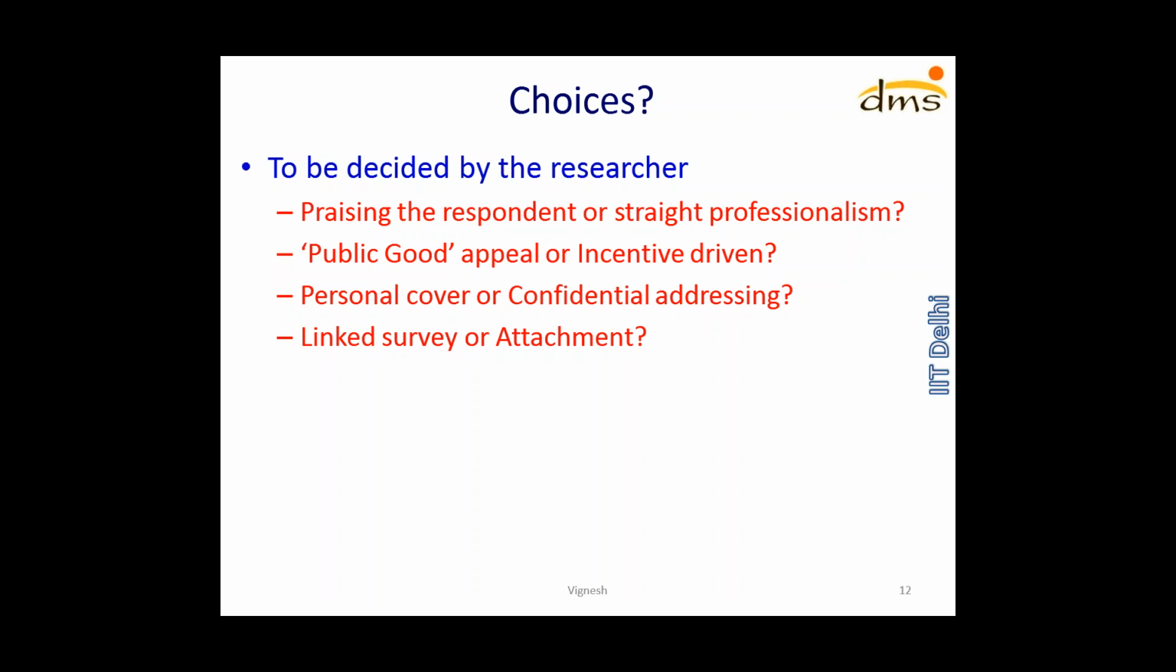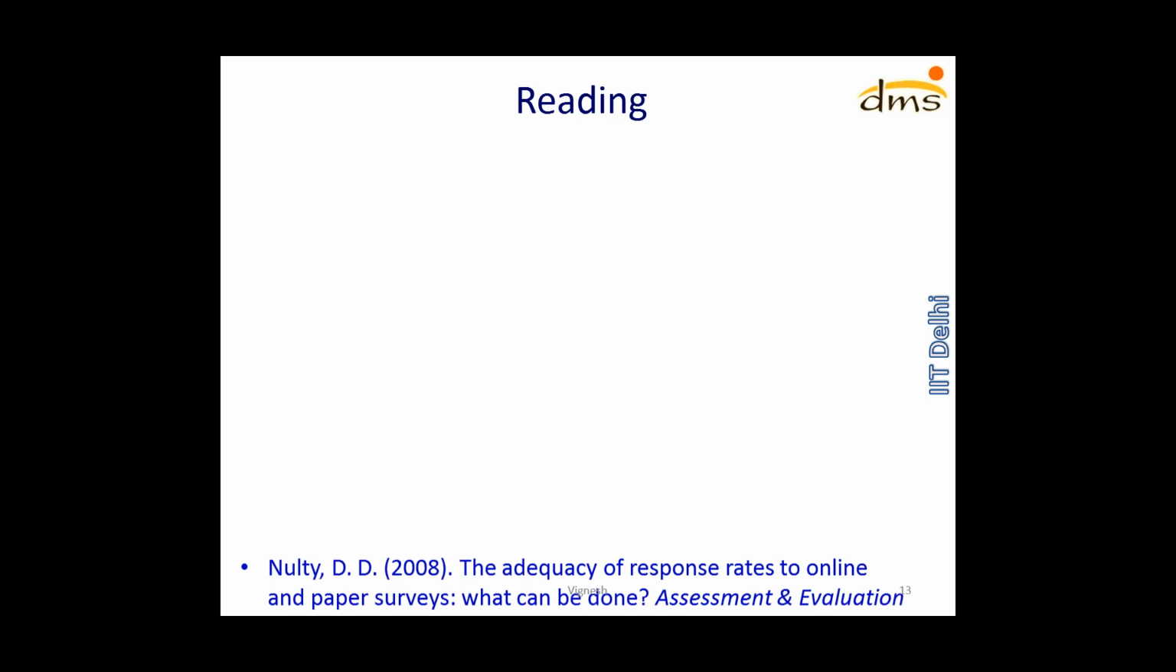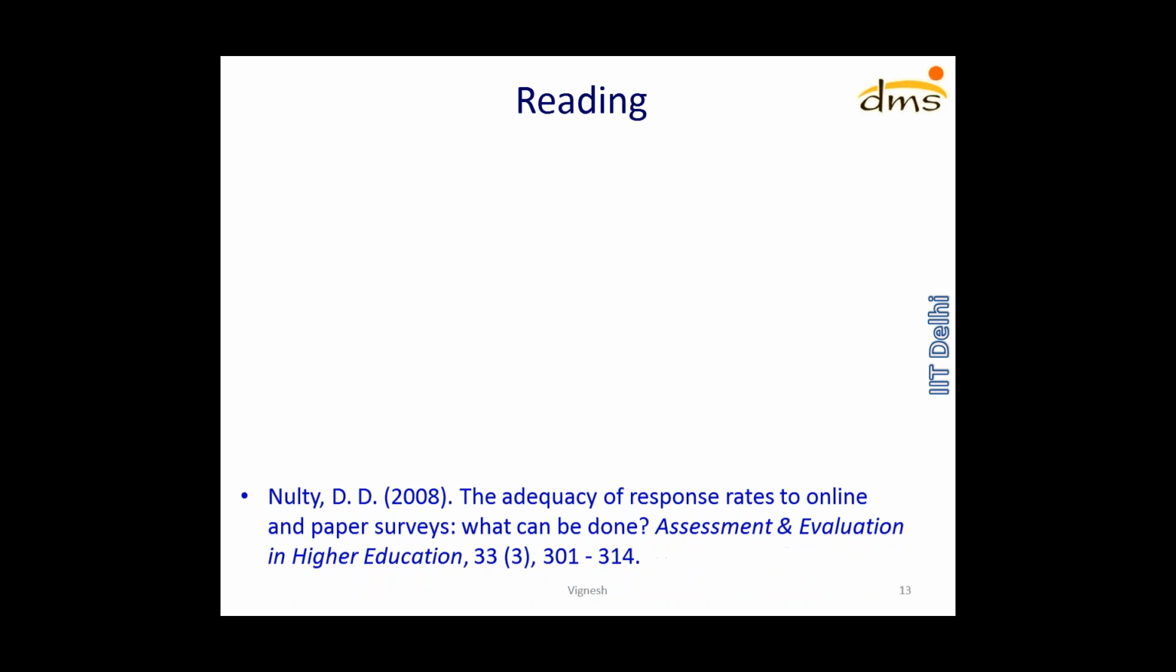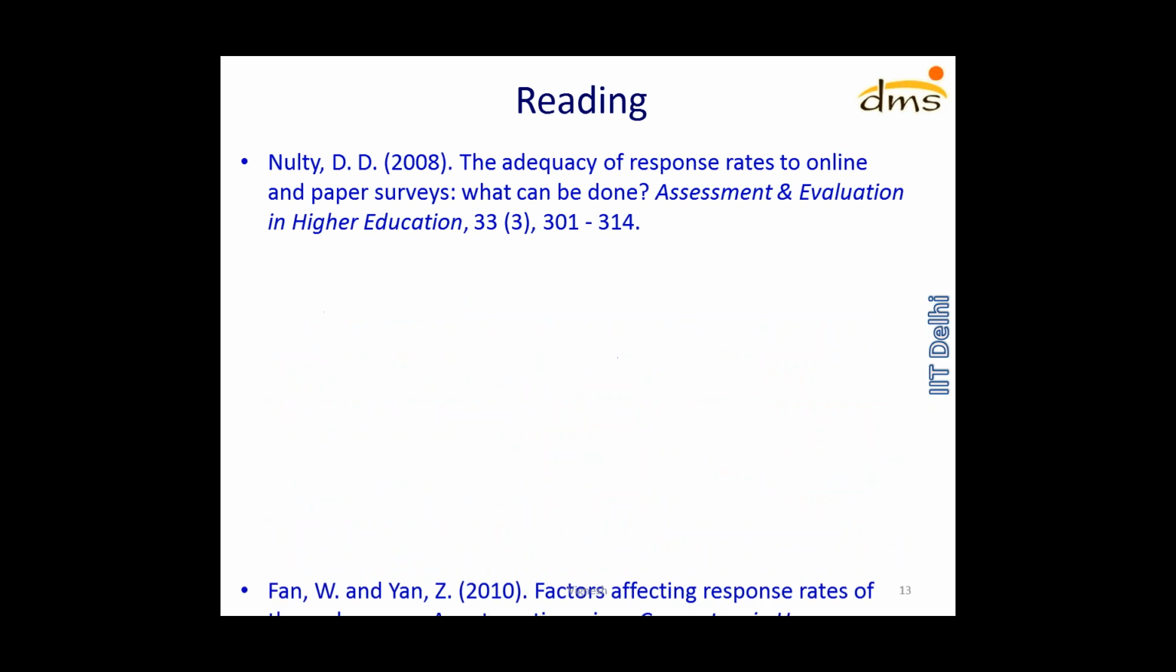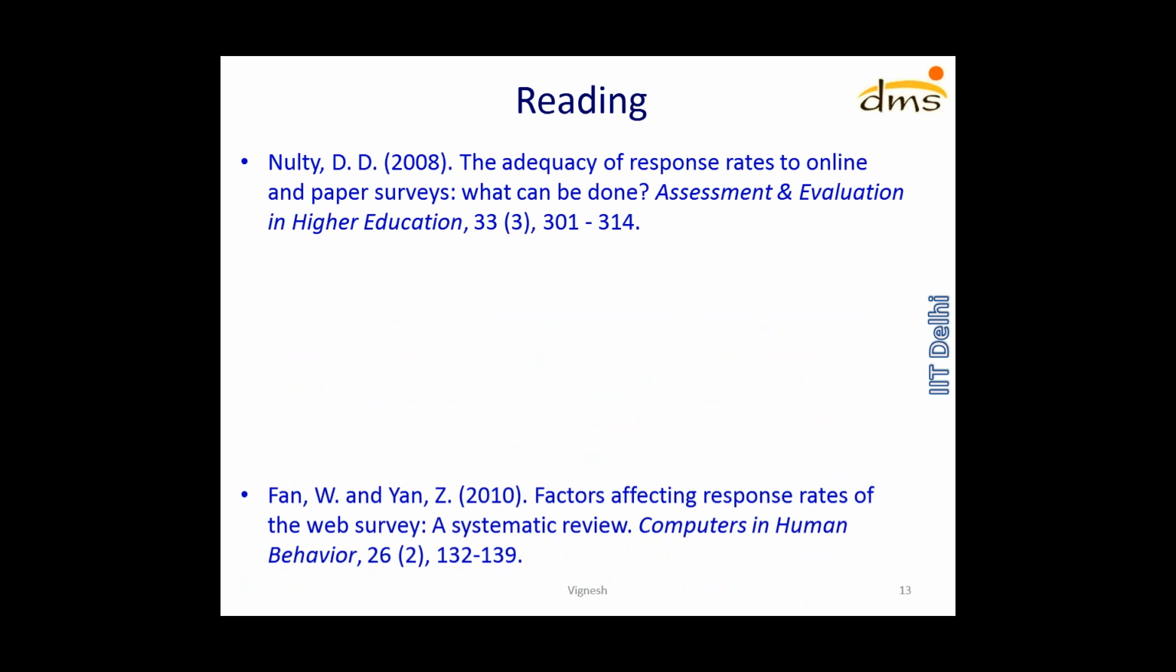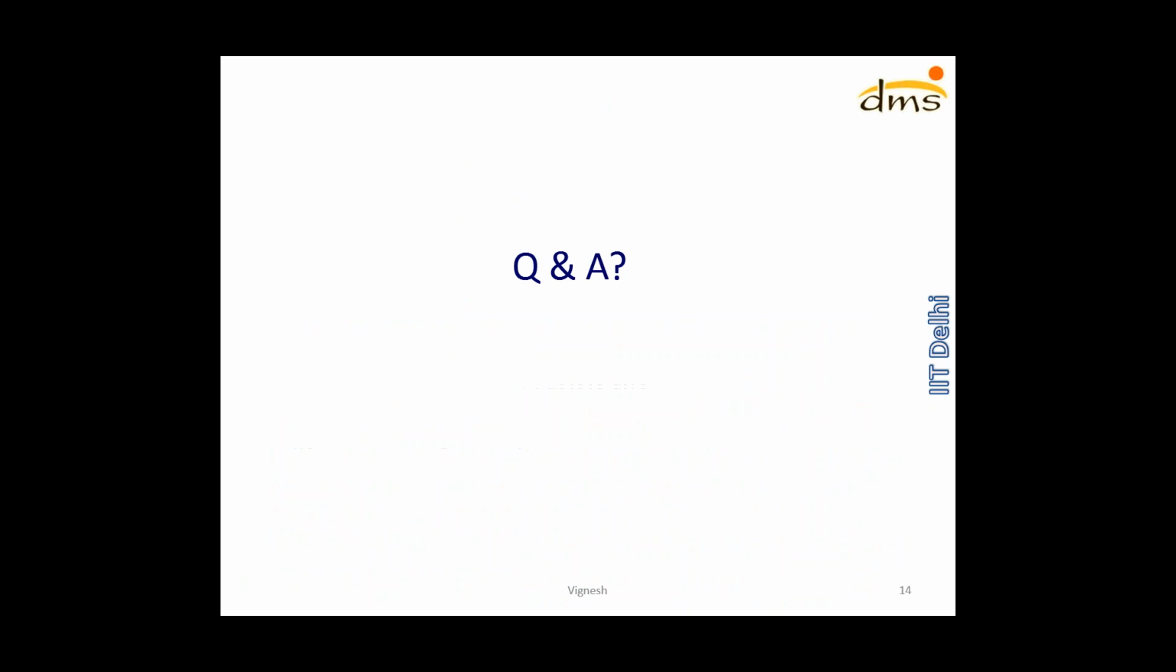So what did I basically cover so far? I spoke about the importance of the online survey. I gave two examples. I spoke about how it enhances the response rate. I also spoke about what should be covered in the content, especially for the cover, and what choices you have as a researcher. If I want to know more about this, I can look at these two papers. These papers tell me what I can do to improve the response rate. If you have any further questions, I'll be open.